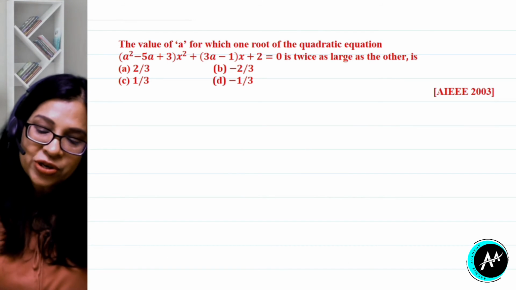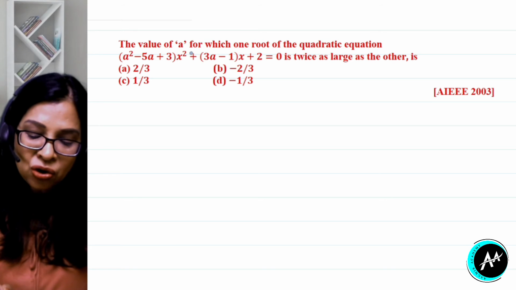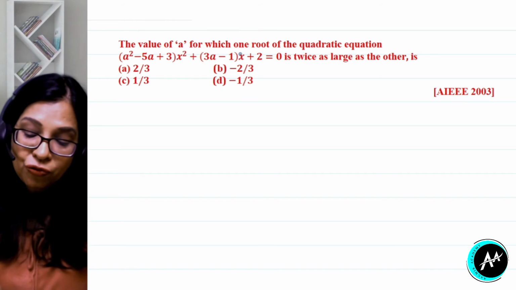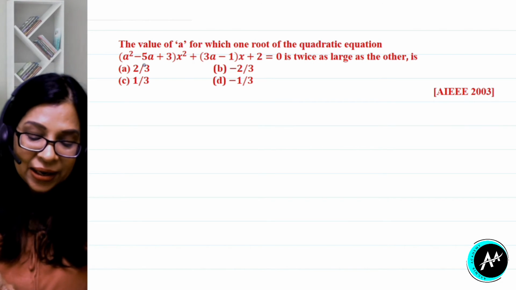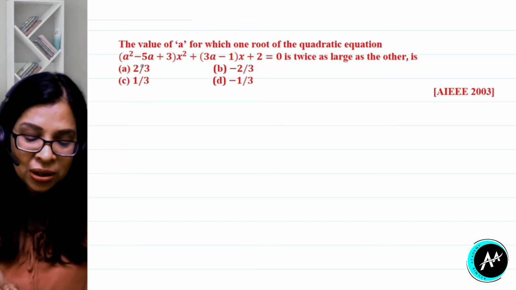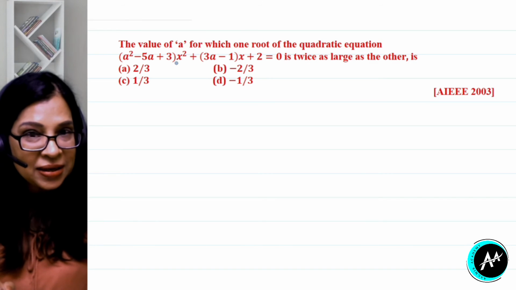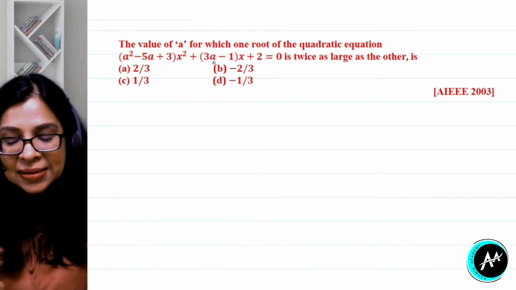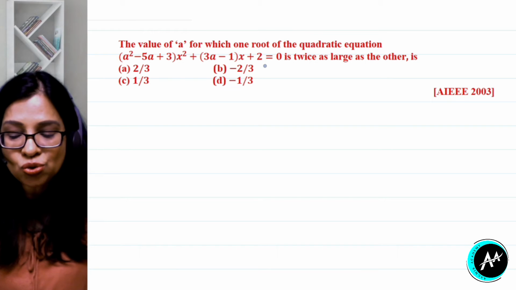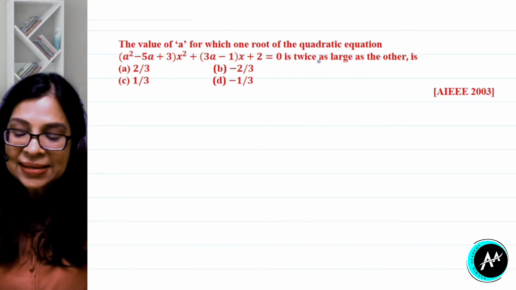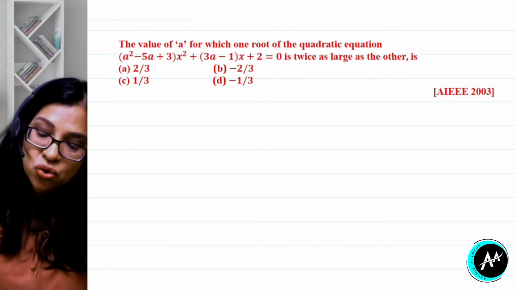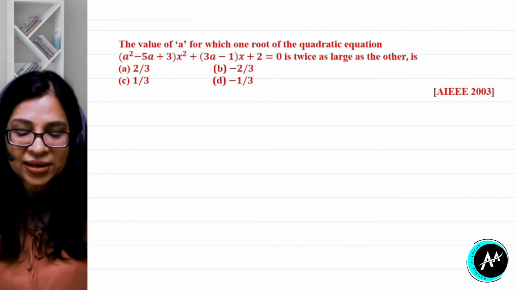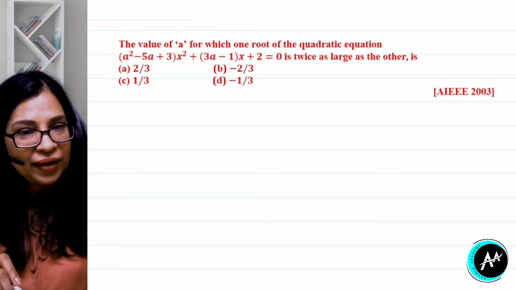Look at the third question now. I have to find the value of a for which one root of the quadratic equation (a square minus 5a plus 3) x square plus (3a minus 1) x plus 2 equal to 0 is twice as large as the other. So one root is twice as large as the other. So we have to find the value of a.